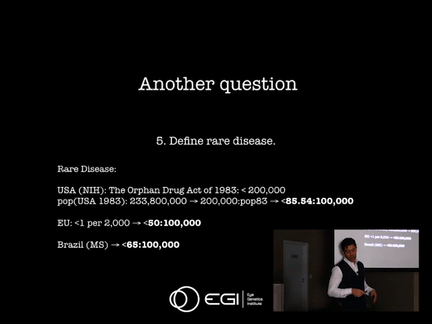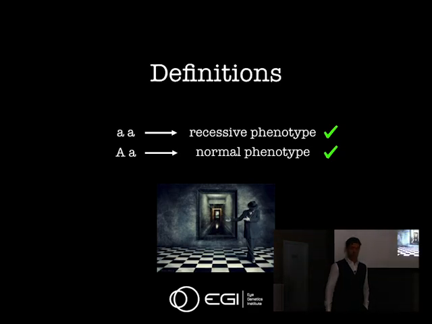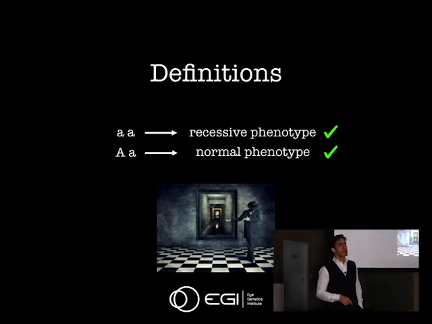And in Brazil, the number is 65-ish, so less than 65 in a population of 100,000 means that is a rare disease. And here we have just a few simple definitions, but it's not because of the simple definition that I wanted to show this slide. We all know that the capital letters AA mean a recessive phenotype.